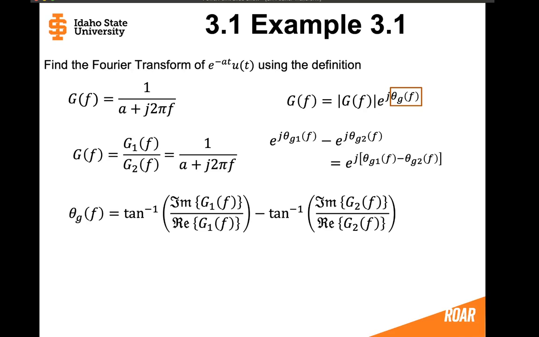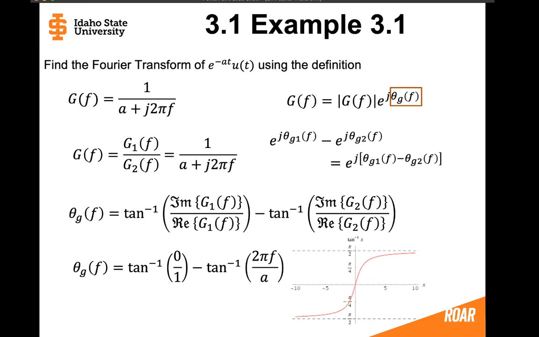So if we rewrite it this way, in a formal mathematical way, it would look like this. But just looking at the frequency response, we can plug in these values, and we can see that the first part we have inverse tangent of 0 over 1, so the inverse tangent of 0 minus the inverse tangent of 2 pi f over a. But if we think back to what inverse tangent looks like, we can remember that the inverse tangent of 0 is just going to be 0. So this is all going to simplify down to an angle response of the negative inverse tangent of 2 pi f over a.